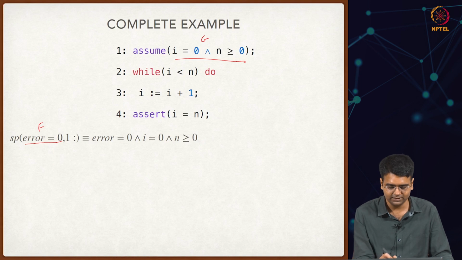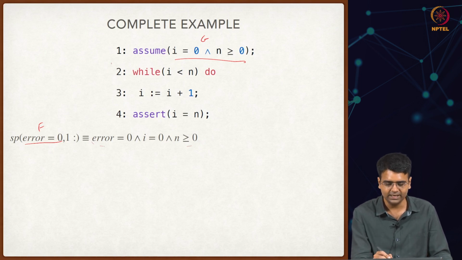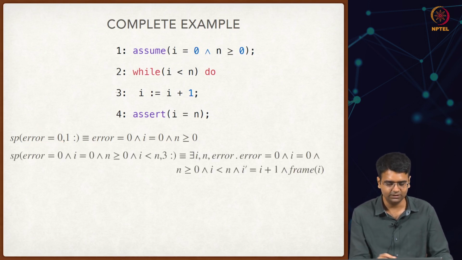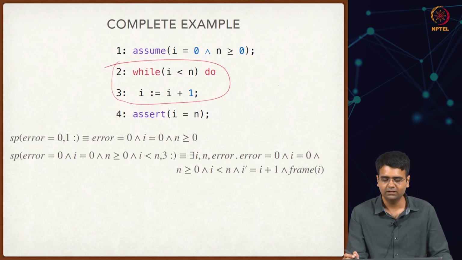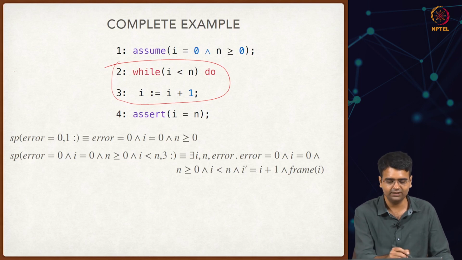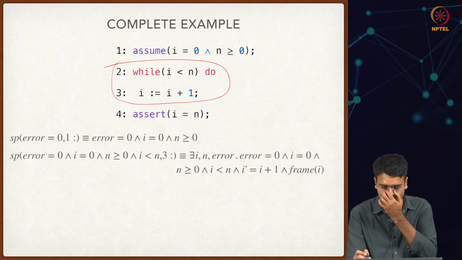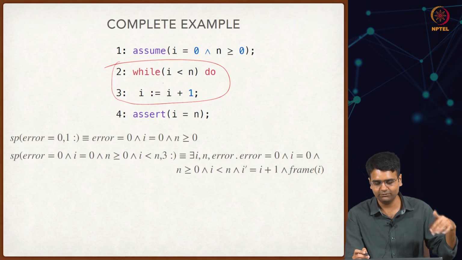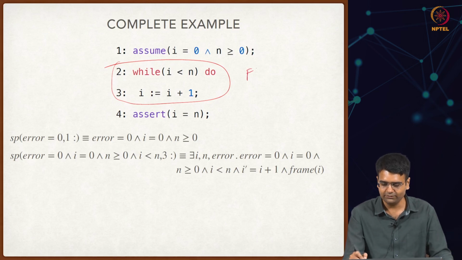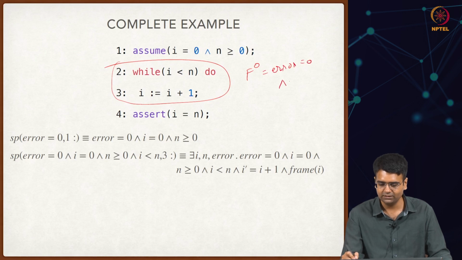So this in turn will be supplied as input to the SP computation for the second statement, which is what I am doing here. Of course this second statement is a while loop, and for a while loop I already know that if I want to compute the strongest post condition, I need to compute all of those fi's. So I need to compute f0, f1, f2 and so on. So f0 in particular is simply going to be f itself, which is this error equal to 0 and I is equal to 0 and n is greater than or equal to 0.